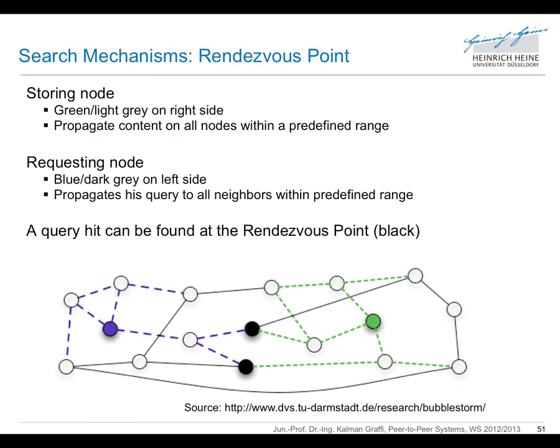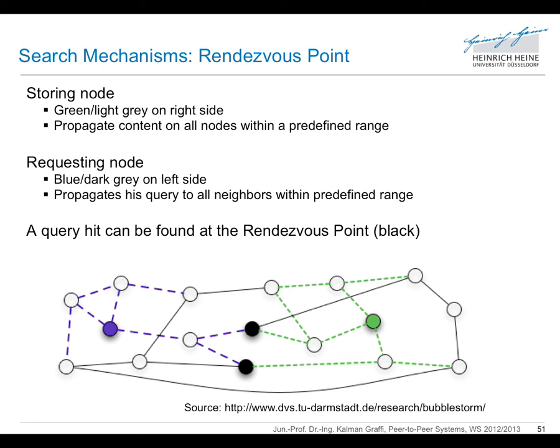Okay, just a few short words on rendezvous systems. They also exist. What you can do is, here you have the violet node, which has the object, and you have the green node, which wants the object. Other way around, sorry. So the green one has the object, the violet one wants to have it.